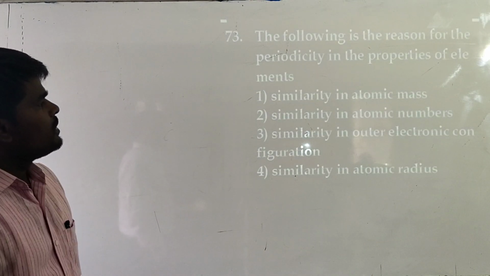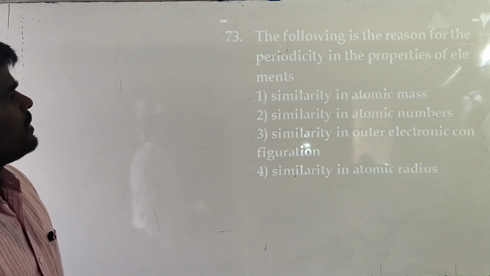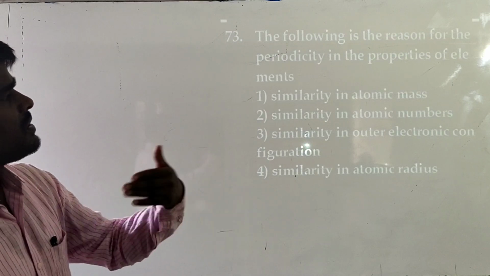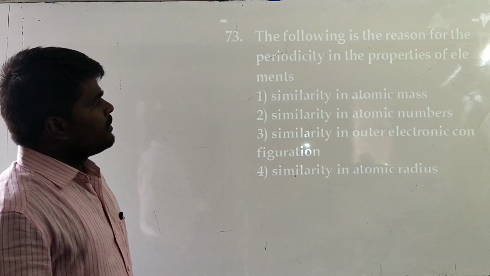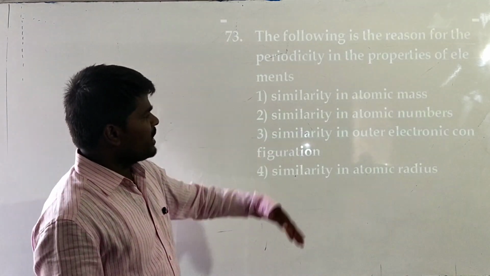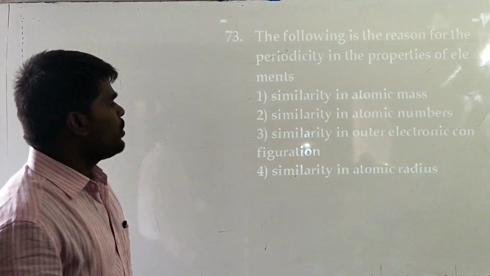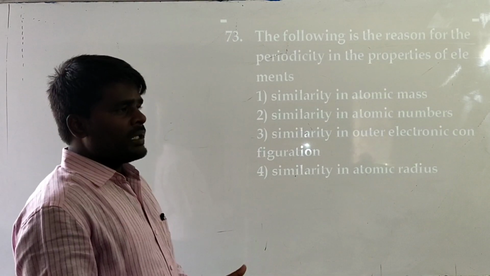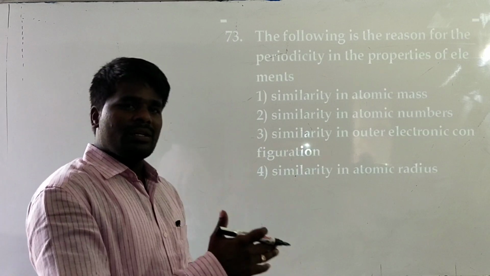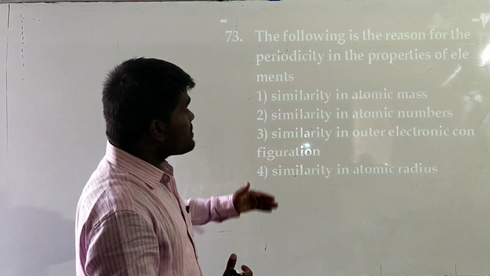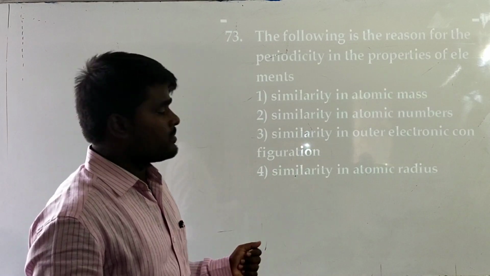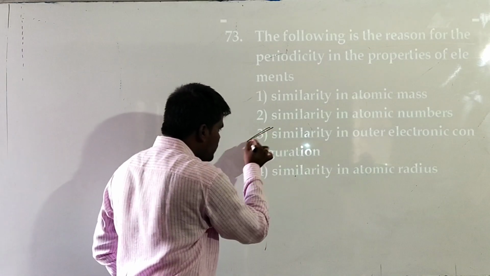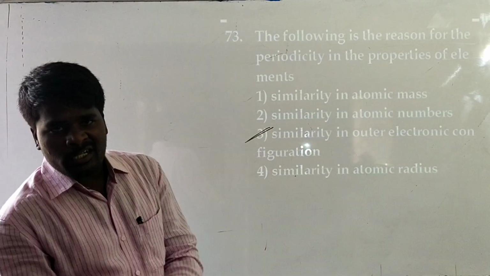Here comes our next question. The following is the reason for the periodicity in the properties of elements. Similarity in atomic mass. Is it the reason? No. Similarity in atomic number? No. In the modern periodic table, elements are arranged in increasing order of their atomic numbers, but similarity in atomic number is not a reason for the periodicity. Similarity in outer electron configuration. This is the actual reason for the periodicity in the properties.